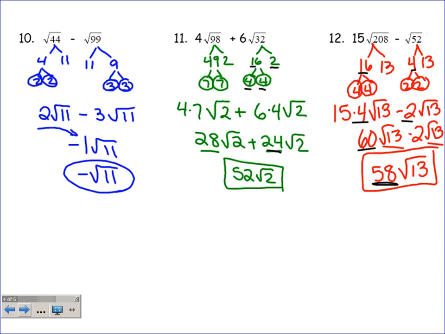Questions on these 2? Yeah. Can you explain, because I don't understand, for 11, how do you know it's 4 times 7? Because I thought it was 7 to the square root of 2. Since there's a, you ask yourself, are there any pairs? The pair is what you take out. So there's a pair of sevens, that's what we take out. And whatever's left over is what goes inside.